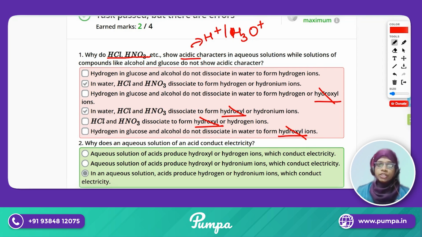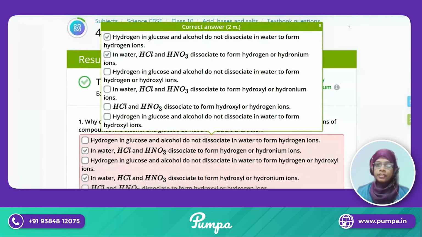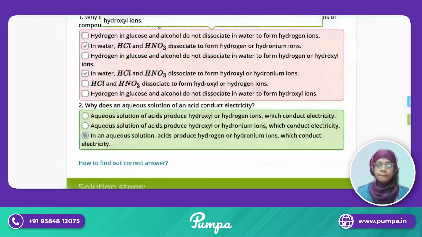So the first: if there is acidic character, it is going to dissociate hydrogen. This is right. And for those that do not show acidic character, it means they do not dissociate hydrogen ions. So the first and second will be the correct answer. Am I clear to everyone? Yes ma'am. Clear ma'am.